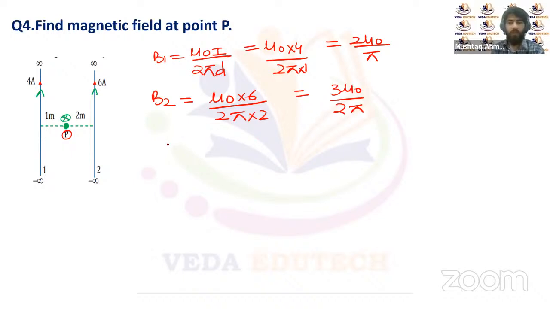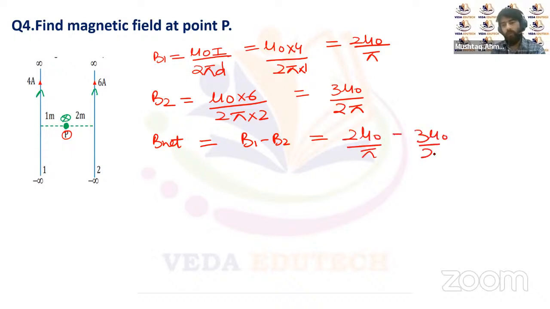So the net magnetic field will be B net, that's B1 minus B2. That's equal to 2 mu naught upon pi minus 3 mu naught upon 2 pi. So this will be the net magnetic field. So from here, mu naught upon 2 pi will be the net magnetic field.